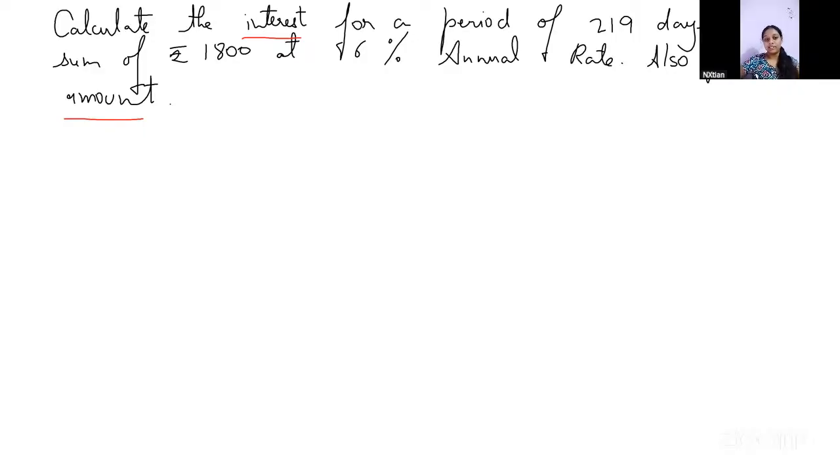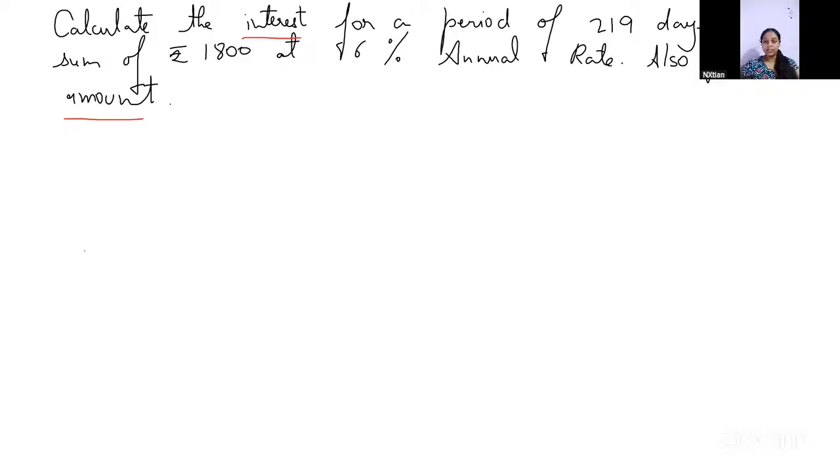I have to calculate interest for a period of 219 days on a sum of 1800 at 6% rate of interest. Also, I have to find the amount. Now, look very carefully. I am given the time period. This 1800 is my principal, rate is 6%. If you take a look at the time period, it is not in years, it is in days. It is 219 days. Not 1 year, 2 year, 3 year.